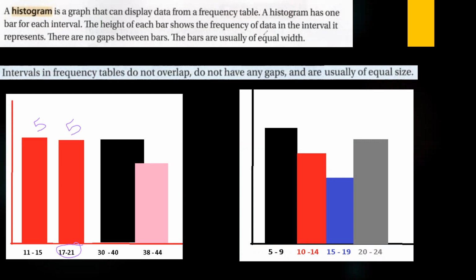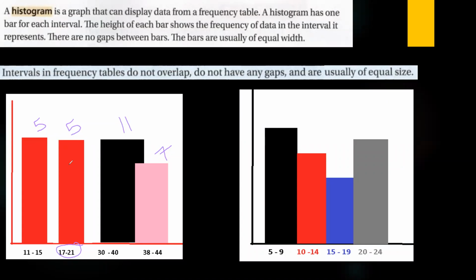Now, from 30 to 40, how many numbers do we have? 30, 31, 32, 33, 34... 11 numbers, bravo. And from 38 to 44, how many numbers do we have? 7. 7, bravo. So do we now have an equal size? No, we don't have an equal size. So the first one is wrong.